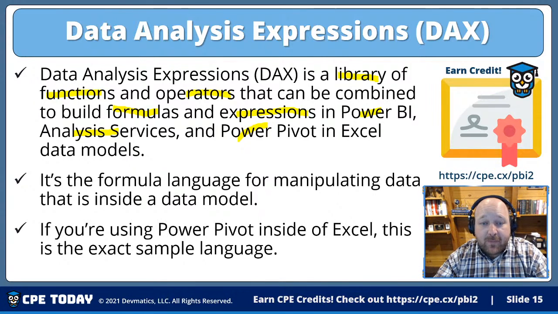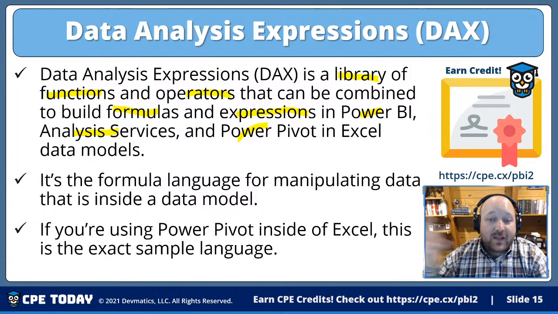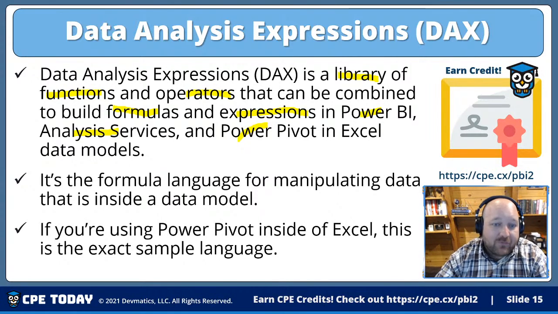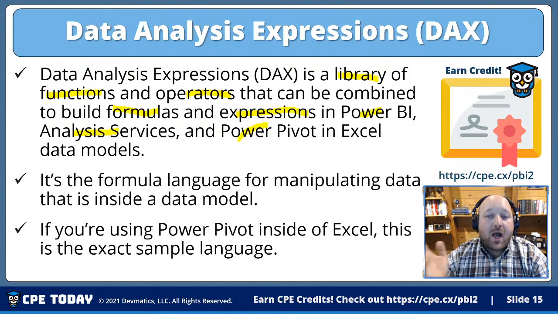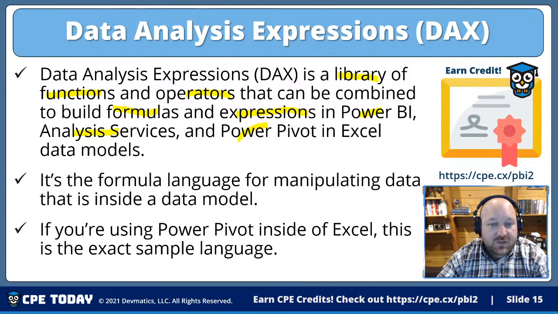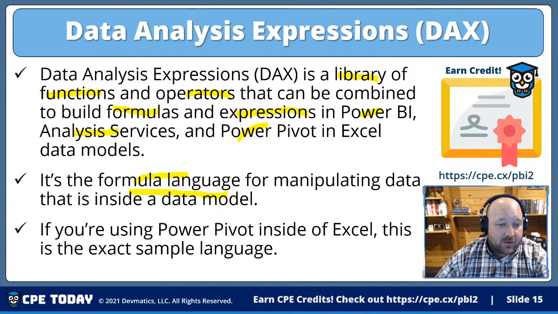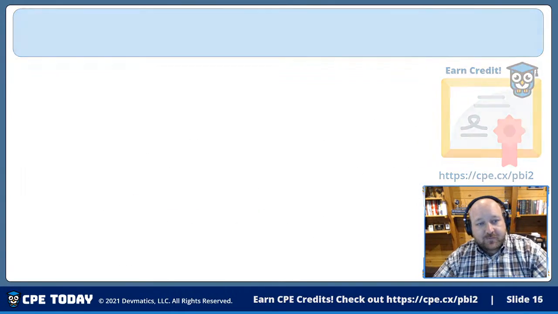And in fact, if you're using Power Pivot or you're using Power BI and you need to do a formula, frankly, this is your only choice. You have to do it this way. The normal Excel formulas like lookup, index and match, stuff like that, do not work when we're working with data models inside of Excel, and they do not work in Power Pivot either. So it's our formula language for manipulating data inside of data models. And if you're using Power Pivot in Excel, this is the exact same language.